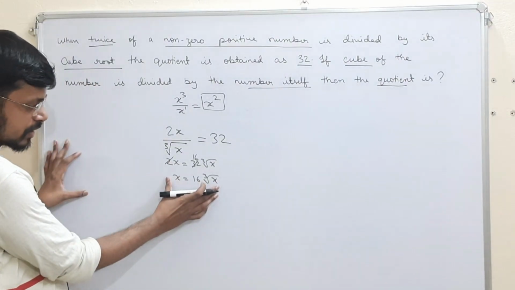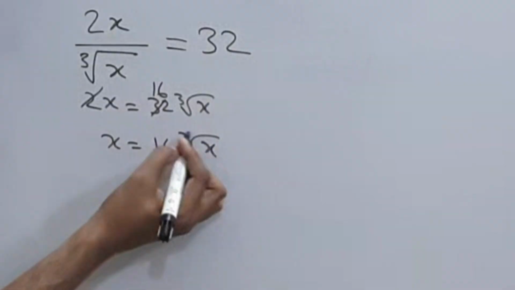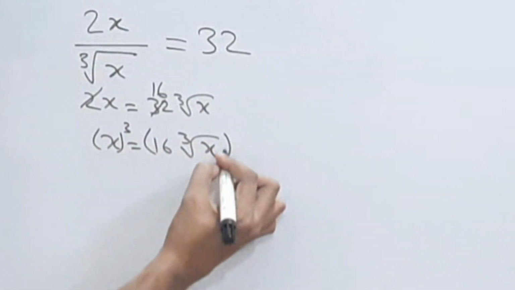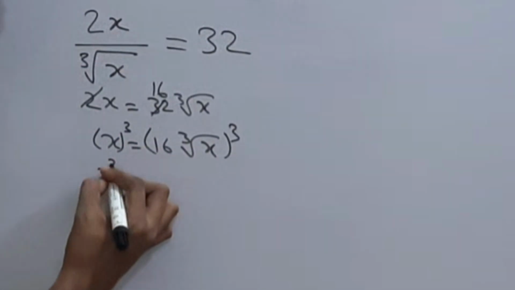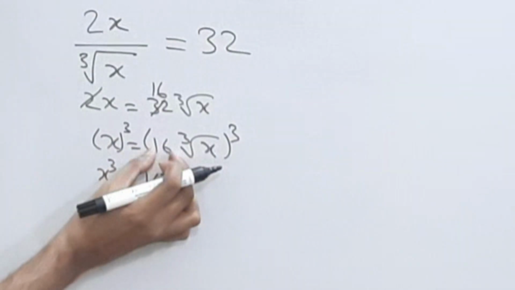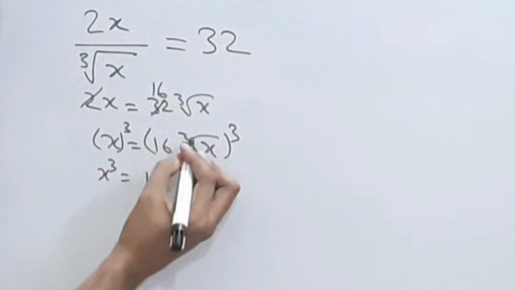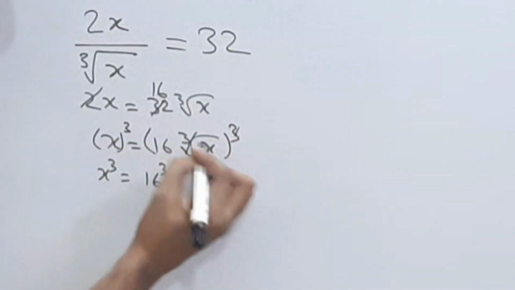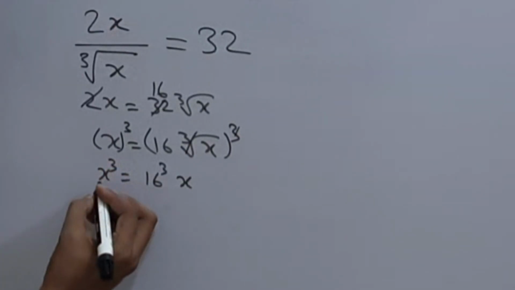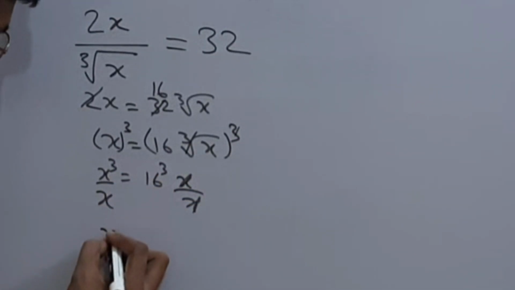Okay, from here students, we have to remove this cube root x. So to remove it, what we will do? Cube on both the sides. If you cube on both the sides, here you will get x cube, here you will get 16 cube, because this one is one term, this is one term, so the cube will come for both. Now here this cube root and cube will get cancelled, so the answer will be x here. Now if we divide both sides by x, this x cancels, and here it will come x square.